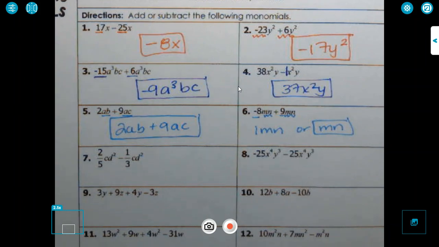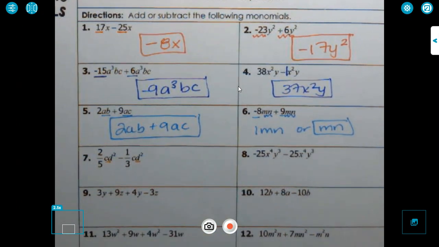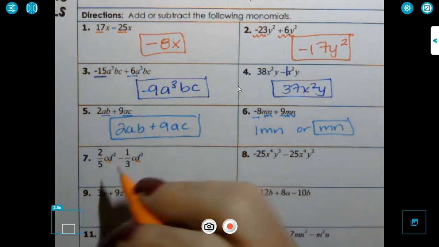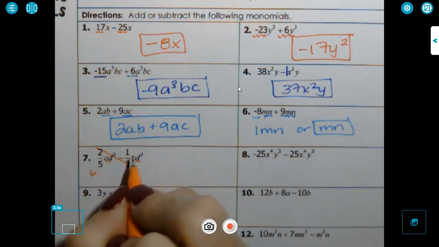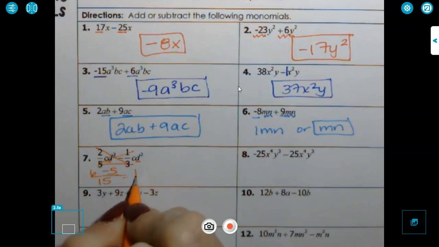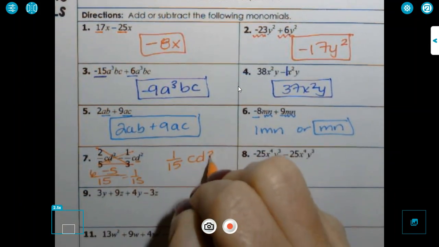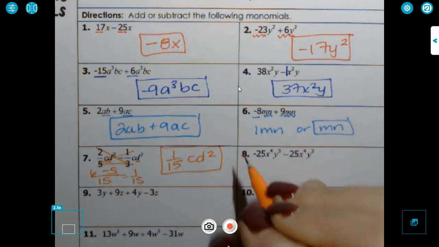All right, adding and subtracting fractions. I think we did skip this one in class, but I will just hit that real quick. Couple of ways you can do this. You can do 3-step cross multiplication, or you can do common denominator. They do have the same variables, so I'm just going to do my 3-step cross multiplication. So 2 times 3 gives me 6. 5 times 1 gives me 5, and 5 times 3 gives me 15, which is going to give me 1 over 15. So it'd just be 1/15 cd squared.